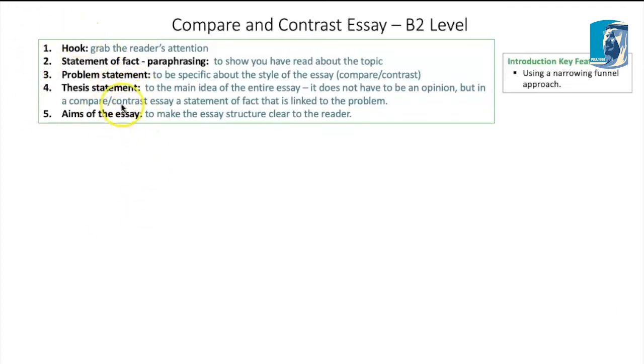But if you want to be quite specific in terms of their content, a thesis statement will essentially tell the reader what the main idea is of the entire essay. It doesn't necessarily have to be an opinion here because we're doing compare and contrast, but your statement does need to be a statement of fact which is actually linked to a problem, and that makes a very good compare and contrast essay. And of course here the aims of the essay actually make the essay structure clearer to the reader. So here I try to make a distinction between the thesis statement and the aims of the essay, and that will make more sense as we look at the example.